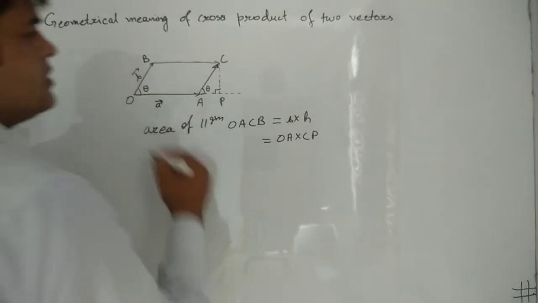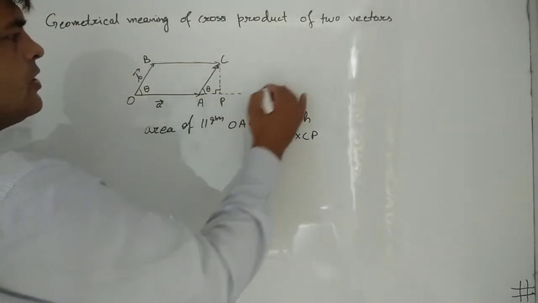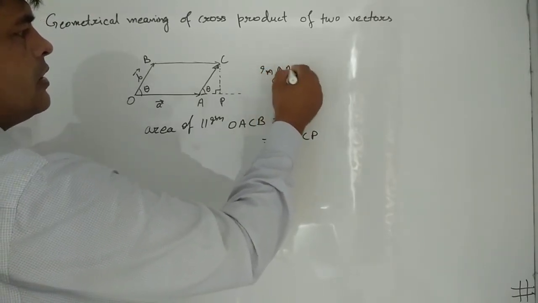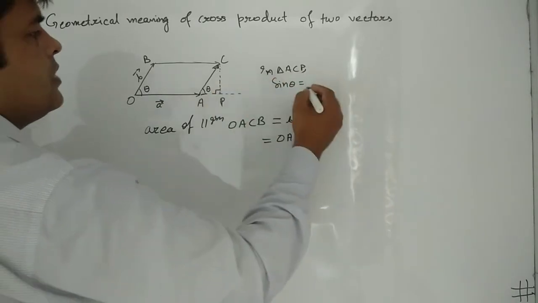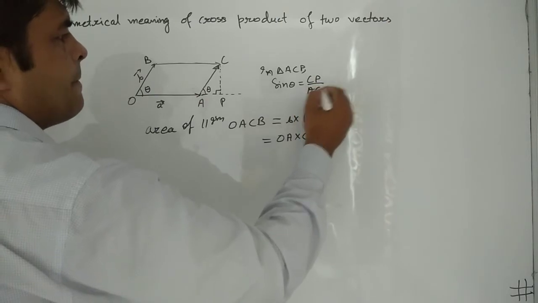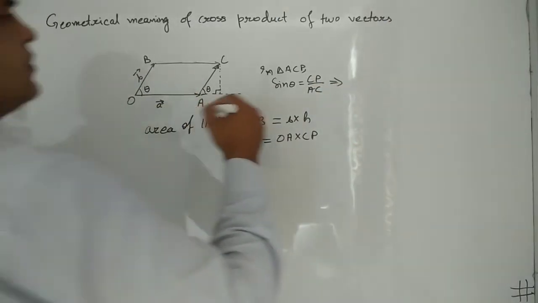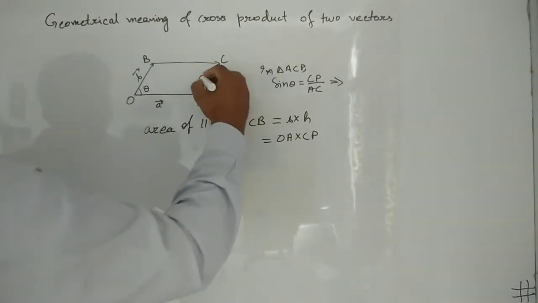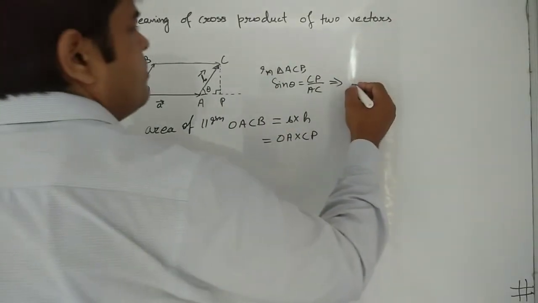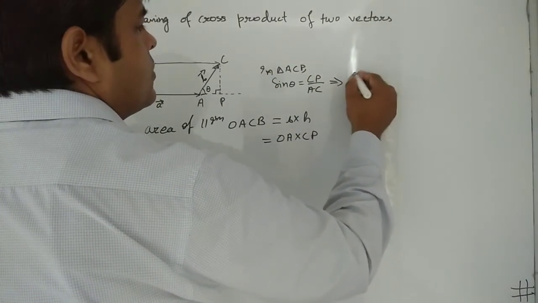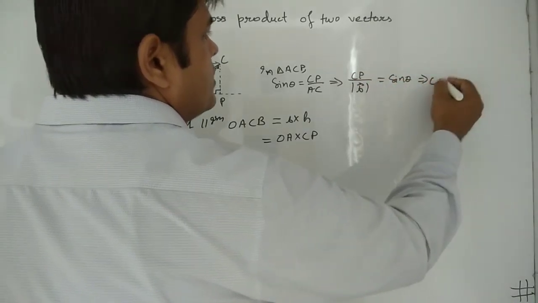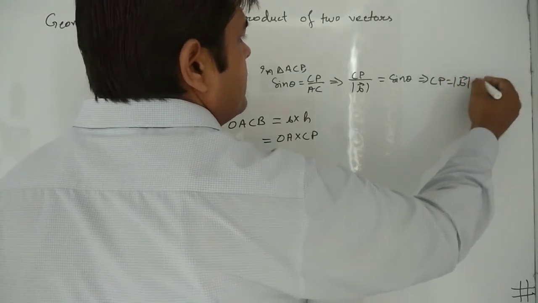Also, we consider this triangle ACP. In this triangle ACP, using sine theta, sine theta will be perpendicular upon hypotenuse, that is CP upon AC. AC is also vector B, so the magnitude of AC will be mod of B. So mod B upon CP is equal to sine theta, and finally you have CP equals mod B sine theta.